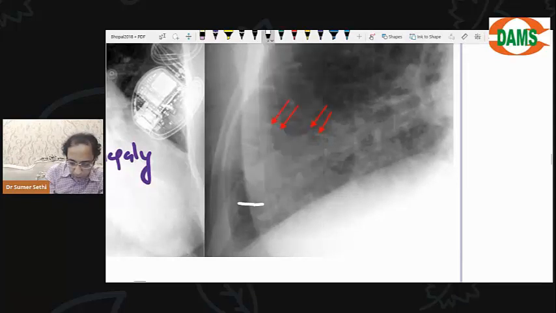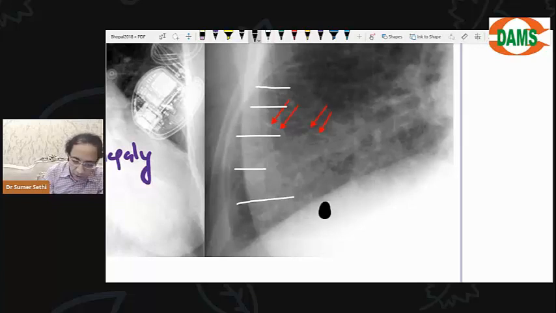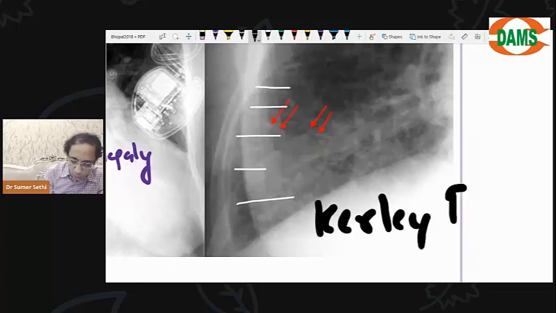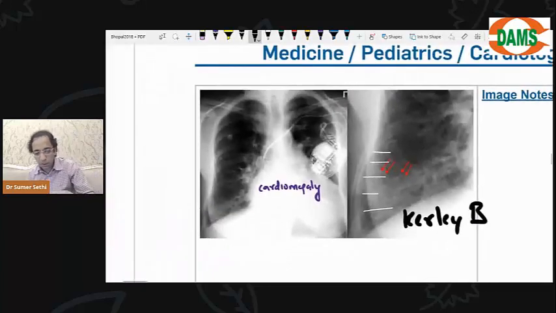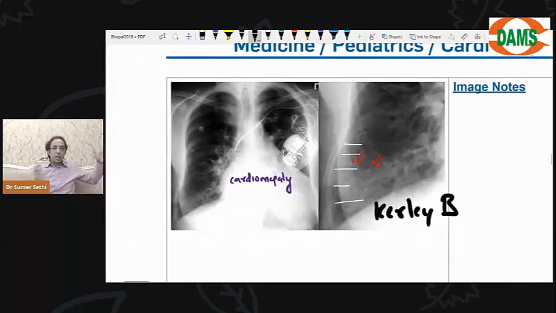In the lower part of the lung, if you pay attention, you will see such horizontal lines. Can I call them something? Yes, I will call them curly B lines. Now, can you put things together and tell me what has happened to this patient? He has a large heart with interstitial edema in the lungs, evident by curly B lines. That means he has heart failure.